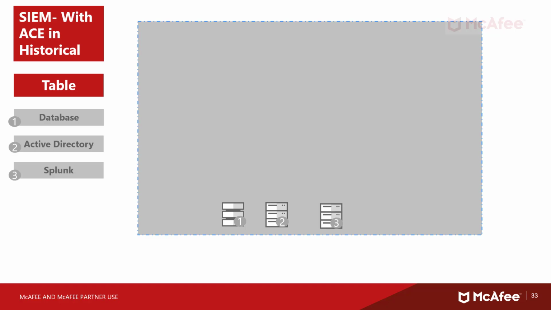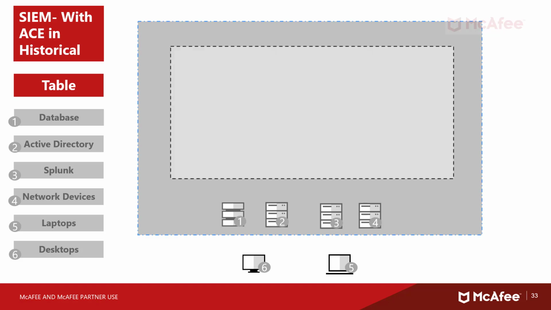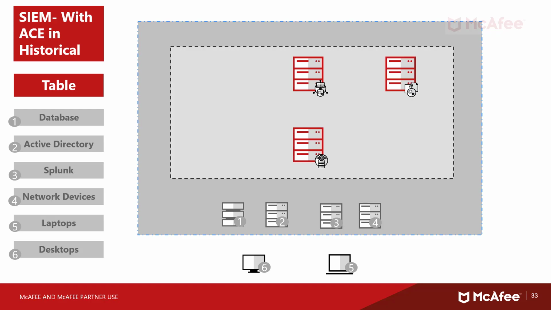The gray represents their data center. So inside their data center, they have a couple databases: Windows Active Directory, Splunk, as well as some network devices such as routers and switches. And outside of that data center environment, they also have customers that come in with laptops and desktops through a VPN. Now, inside the data center, we will carve out our own McAfee environment to give them their ESM, ERC, ACE, and ELM.